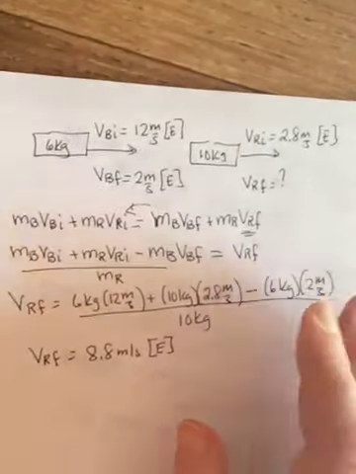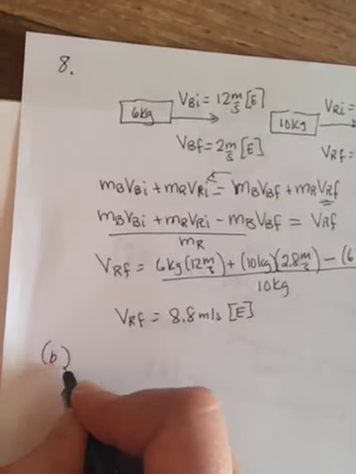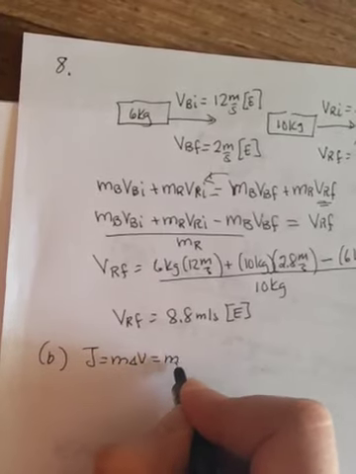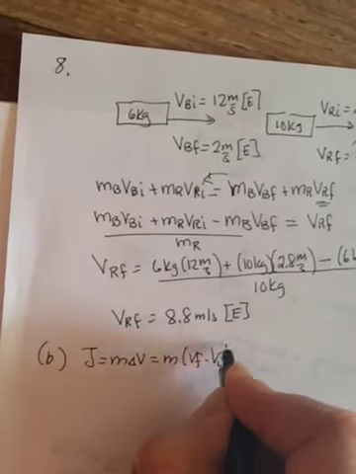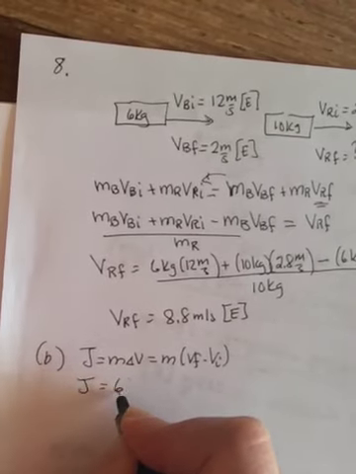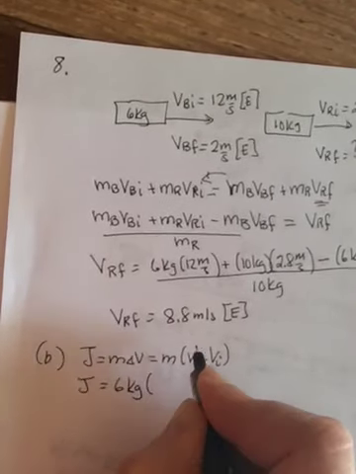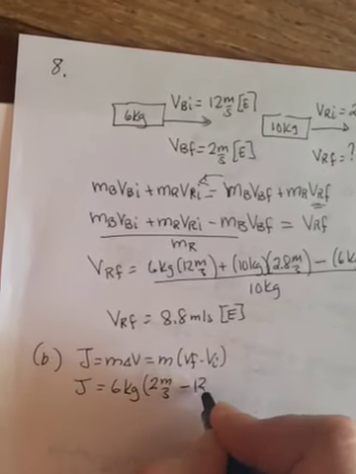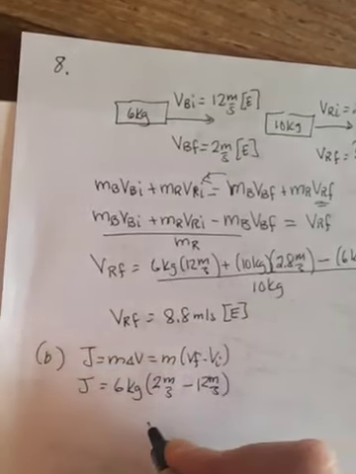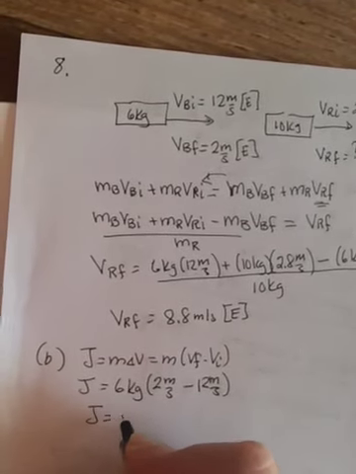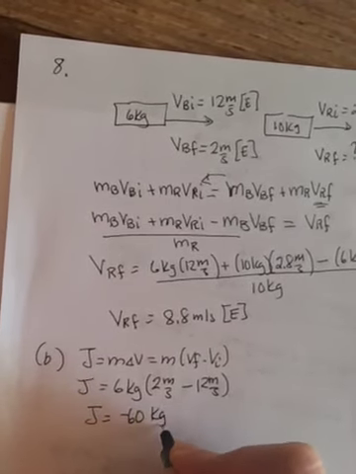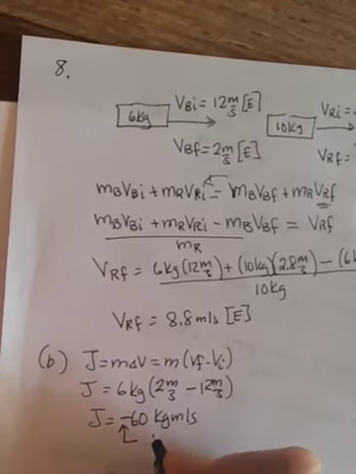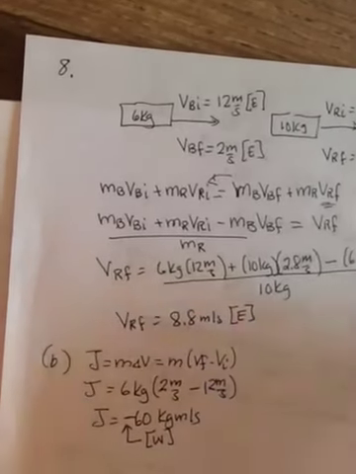That's part A. Part B wants the impulse on the blue one. So J equals m delta v, m times vf minus vi. So on the blue guy, it was 6 kilograms. His final speed was 2 meters per second, and his initial speed was 12. 2 minus 12 is negative 10 times 6 is negative 60 kilogram meters per second, and the negative means opposite the direction he was going, so it means west.